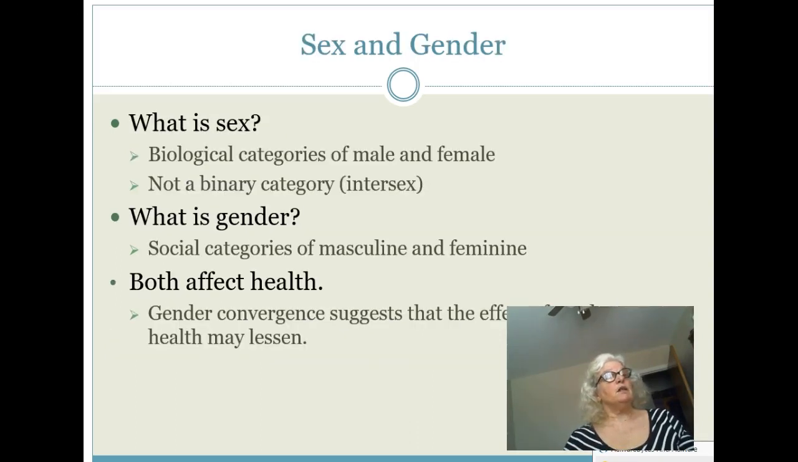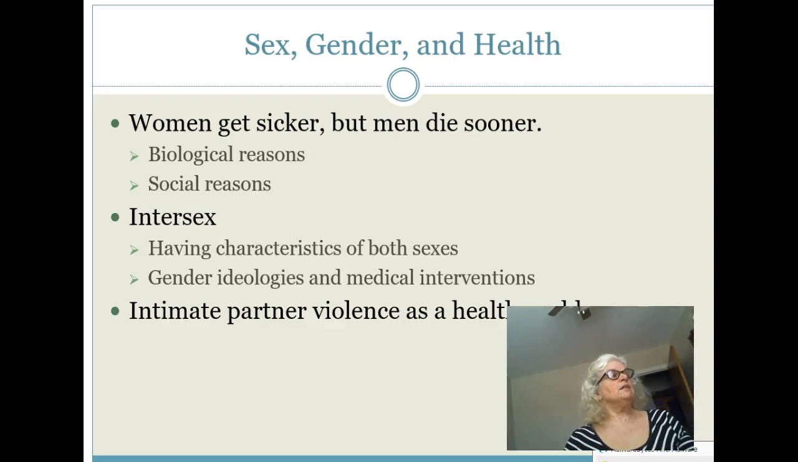Sex makes a significant difference. Remember, sex is biological. Gender is the social construct that drops us into the categories of male, female, bisexual, all of those coming into place, and they do affect health. Women get sicker, but men die sooner. There are biological reasons for that as well as sociological reasons.